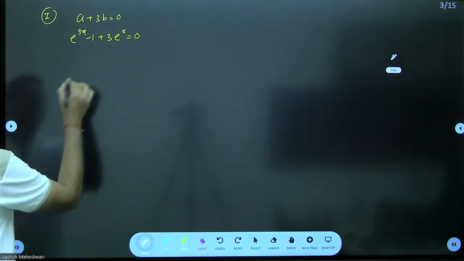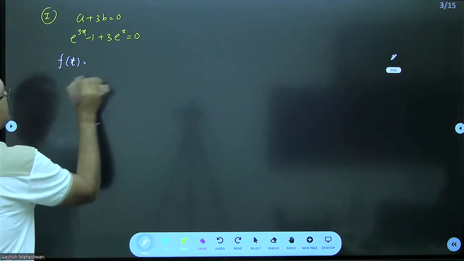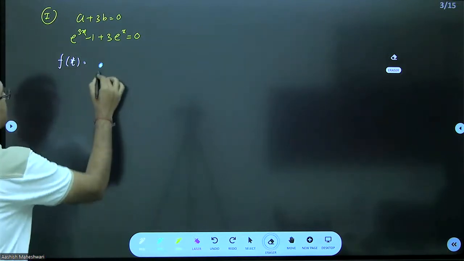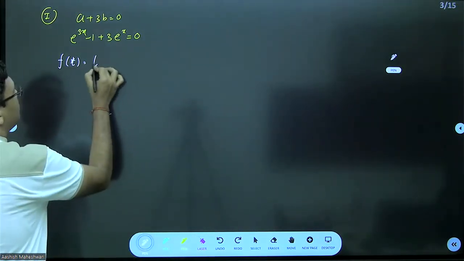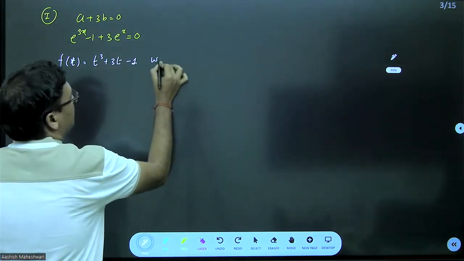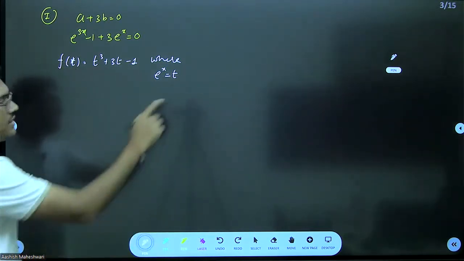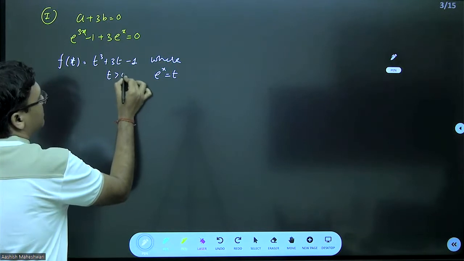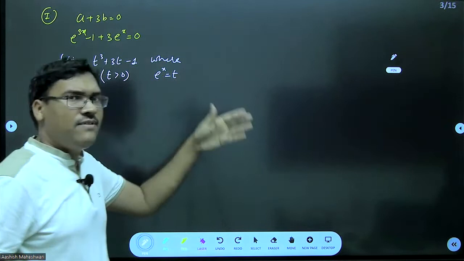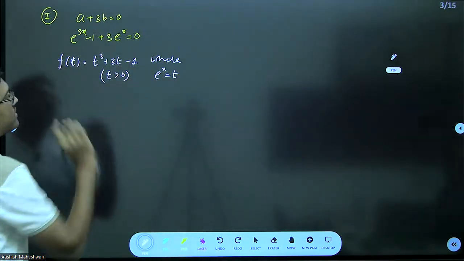if you just observe this, let's say you have a function f of t, which is equal to t cube plus 3t minus 1, where I have taken e raised to x as equal to t. Correct? Now you can see here t will definitely be a positive number. Why t is a positive number? Because e raised to x is always a positive number, right? X can be any value, but e raised to x will definitely be a positive number. Now I want to see how many roots of this equation we have.